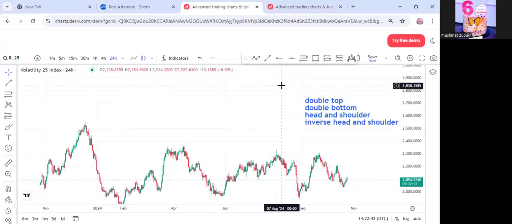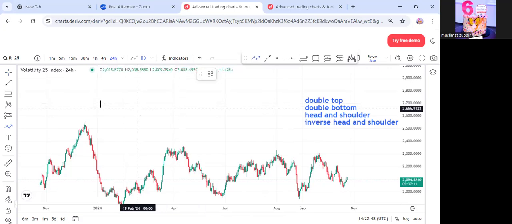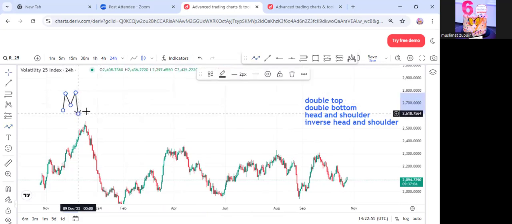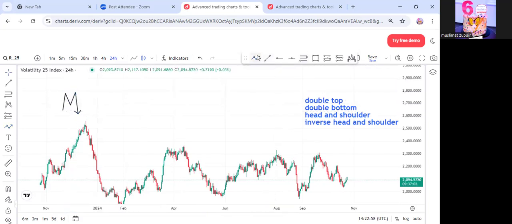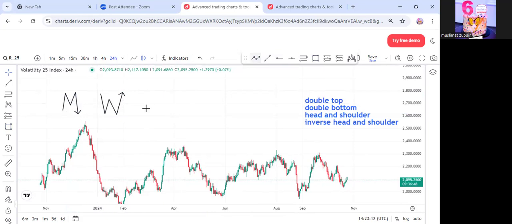So now we have the first one, which is part of the reversal chart pattern. We have a double top. A double top is like an M, some people call it M. Double top in the sense that we have something like this. And double bottom, we have double bottom like this as well. Then we have head and shoulder. We have something like this.